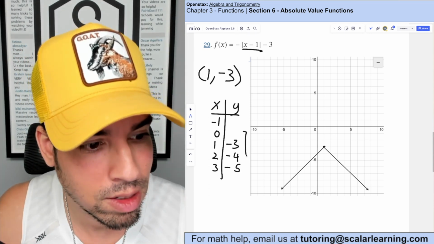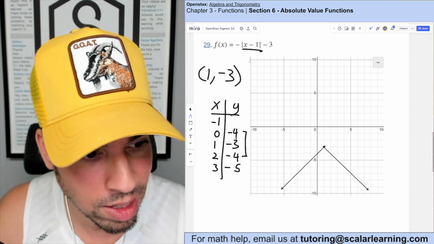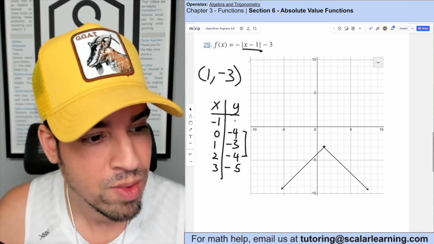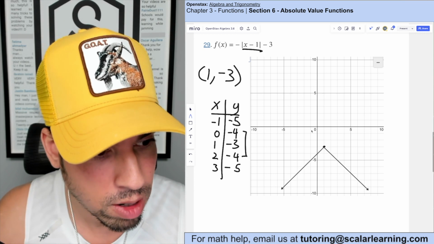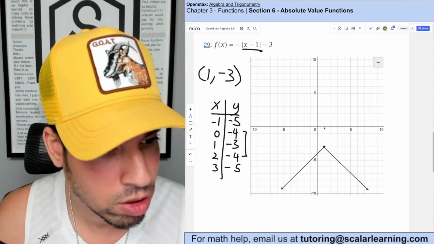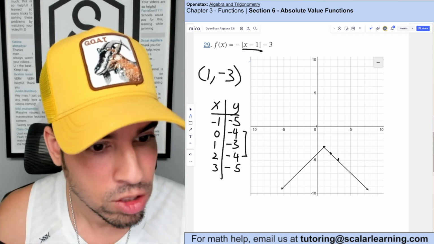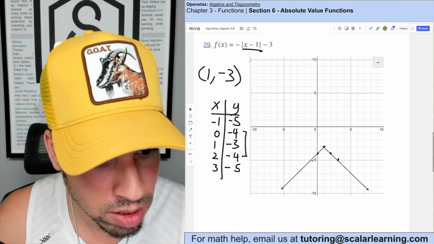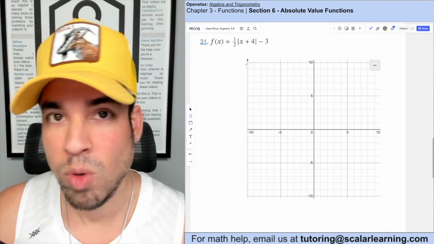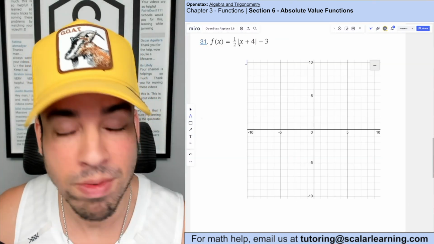And again, we have that nice symmetry, so we know this is going to also be negative 4, but you can plug and chug just to make sure. And this is going to be negative 5 up top. And these points here match up. 2, negative 4. Boom. 3, negative 5. Boom. 0, negative 4, negative 1, negative 5. Boom. Done.